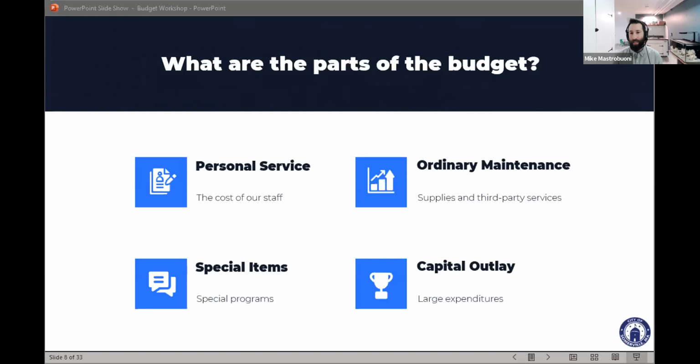And then lastly, capital outlay for larger items like repairs to buildings, repairs to building systems, the purchase of vehicles, sort of larger, bigger ticket items like that.